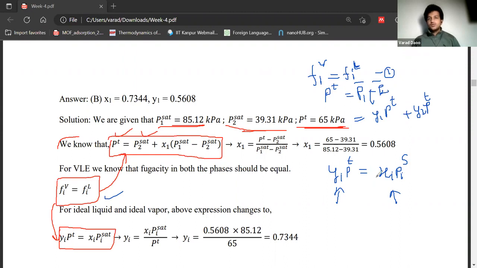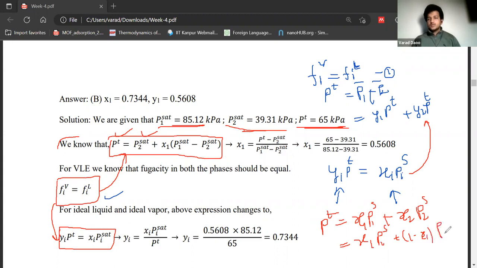Now you substitute Yi Pt in here. What you get is Pt equals x1 P1s plus x2 P2s, where x2 for a binary is going to be 1 minus x1, right? So x1 P1s plus 1 minus x1 times P2s is nothing but Pt. When you do the rearrangement of this expression, you end up with this. You club together the x1 terms, so you will be getting this expression.